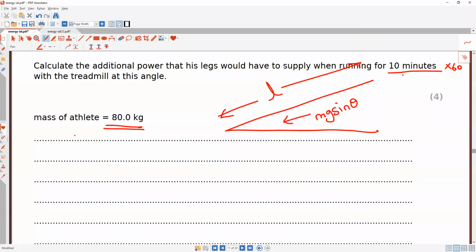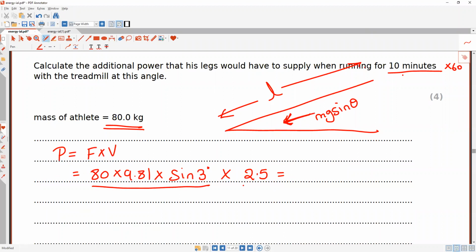Because I have resumed the recording, I have decided to use this formula. Power is equal to force into velocity. When he is running, the only force acting against him is mg sine theta. So m is 80. g is 9.81. What is mg sine theta? Theta is 3 degrees. Into the velocity. Velocity is 2.5. So you will get your answer. Clear? Okay, what is this? This is mg sine theta. This is your force, and this is your velocity.